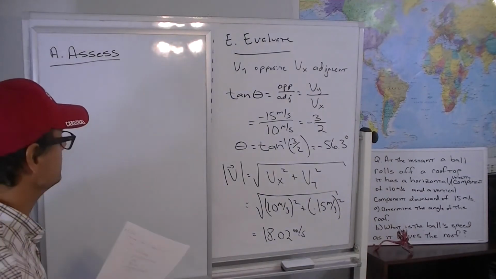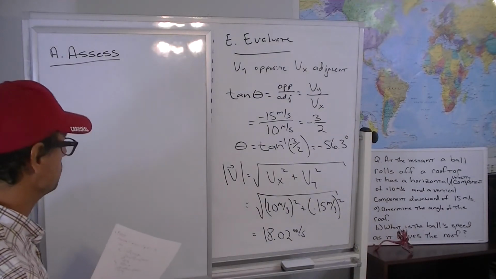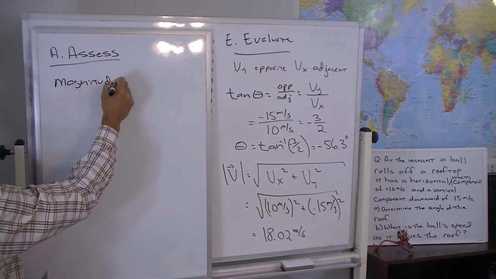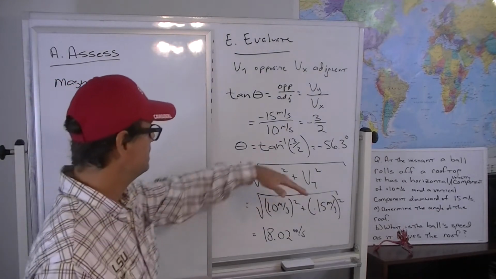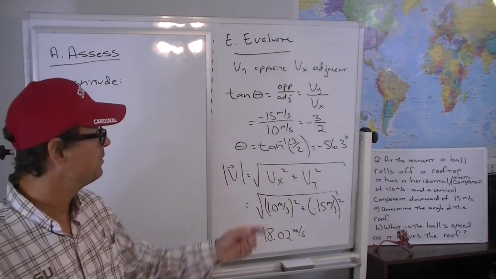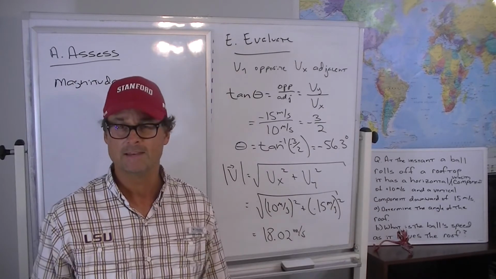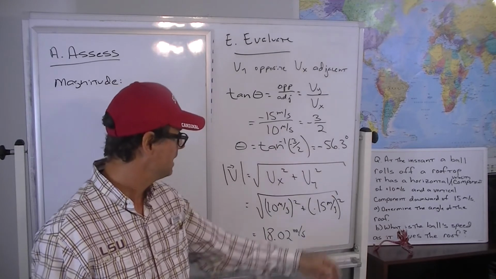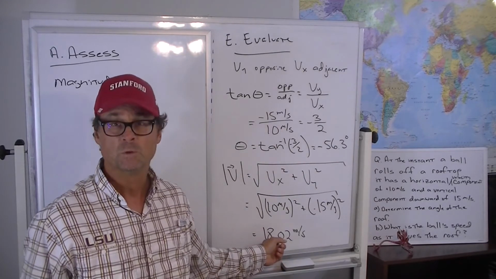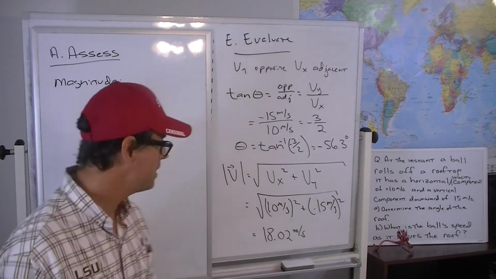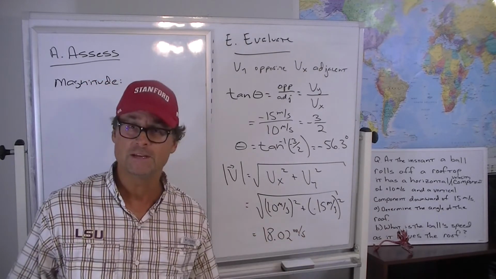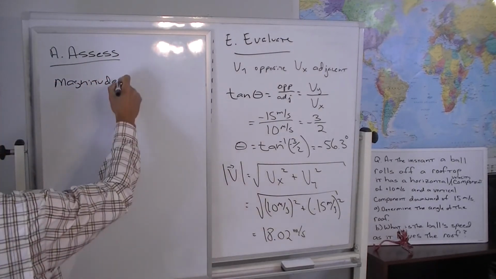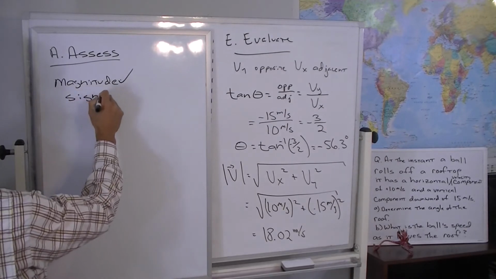Okay, so now we need to assess our answers. So let's ask ourselves the question, does the magnitude make sense? And yes, it does. The angle is going down and to the right, so it's quadrant 4. It's between 0 and 90 degrees, but it's negative, so the sign of the angle is right, the magnitude of the velocity. We always expect the hypotenuse of the right triangle to be bigger than either side, but it's smaller than both sides simply added together. So the magnitude checks out, the sign checks out.